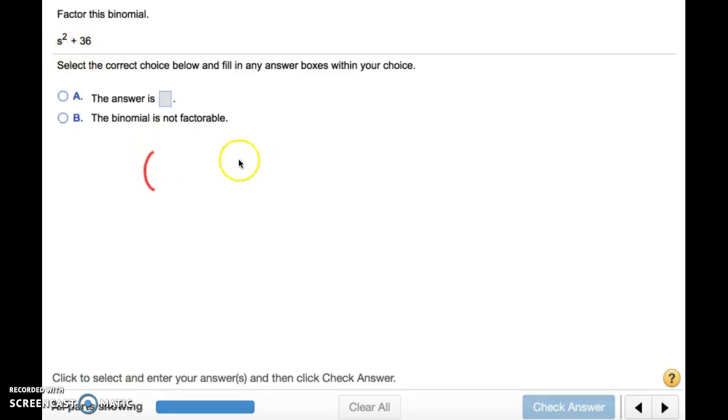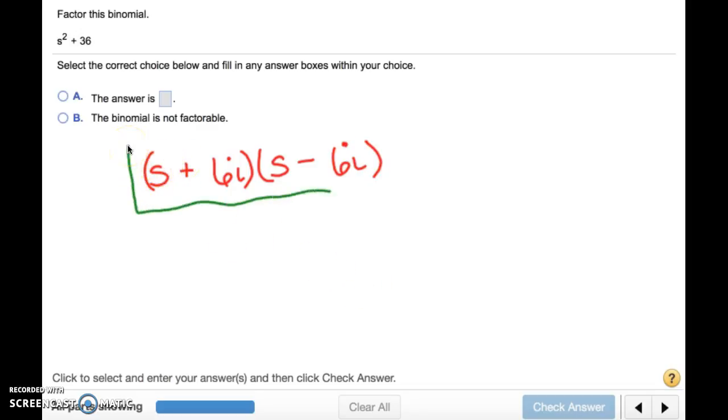So I'm going to go with my two sets of parentheses, and I have s squared. So the square root of that is s, that goes in both sets of parentheses. I have 36, so that's going to be 6 in both sets of parentheses. Still going to be 1 plus, 1 minus. The only difference is because this is a plus, I need to include an i with this 6. And here's why. If we turn around and FOIL, and again, this is going to be your final answer. This is what you enter here.